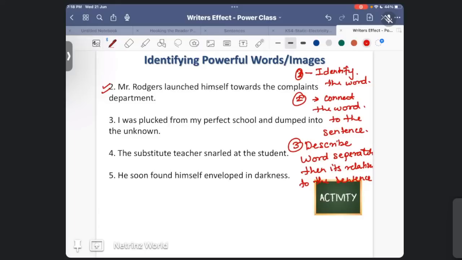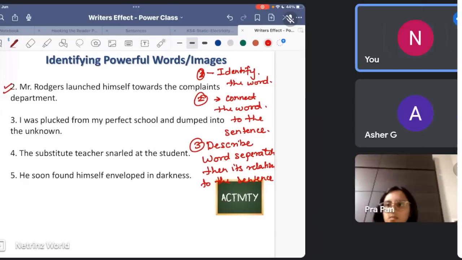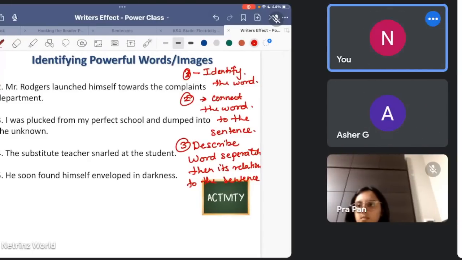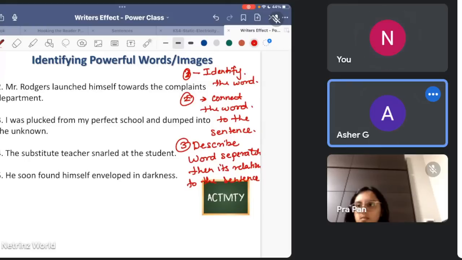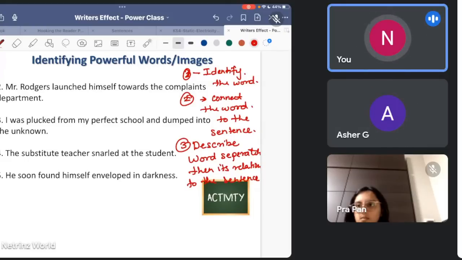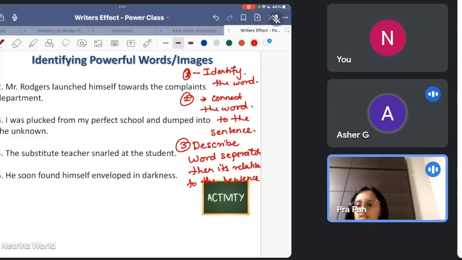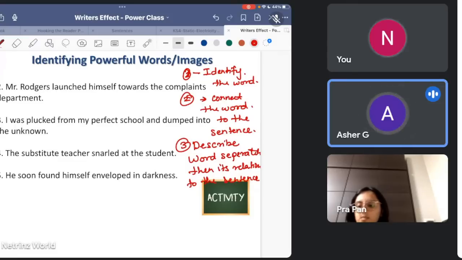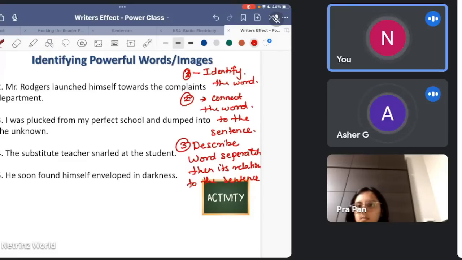Okay. So let me go order wise. Let's start with Mahika. Launched himself. It describes how the teacher was furious. No. First of all, I gave you 3 steps. Have you followed those 3 steps, Mahika? No, I just had to describe it more. No, you have to describe a lot. You'll straight away get a 0 if you write this way.